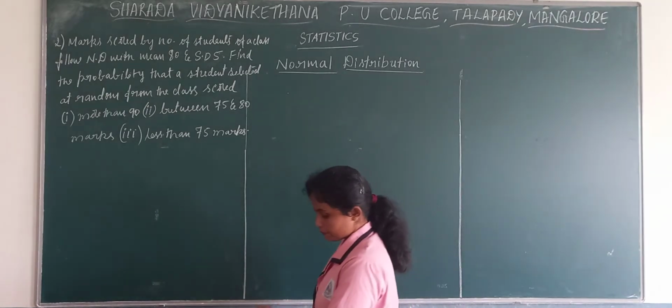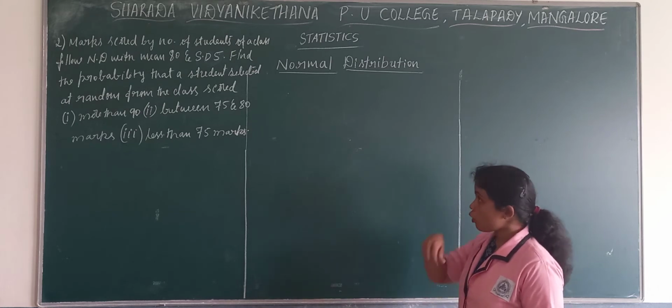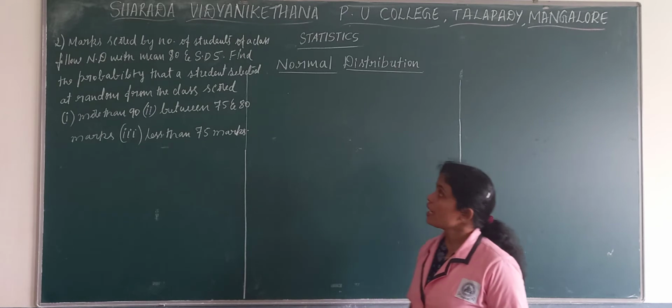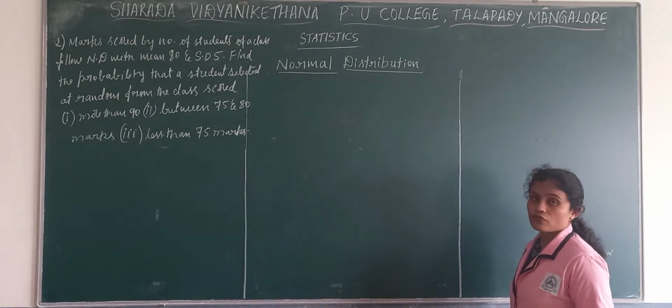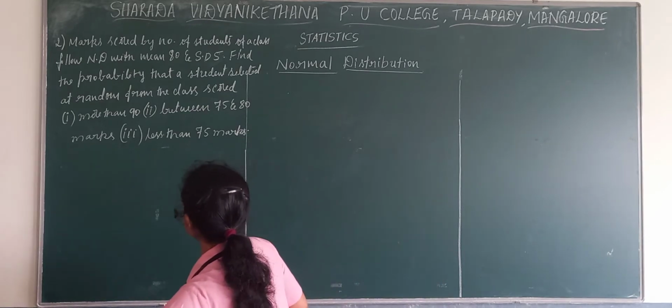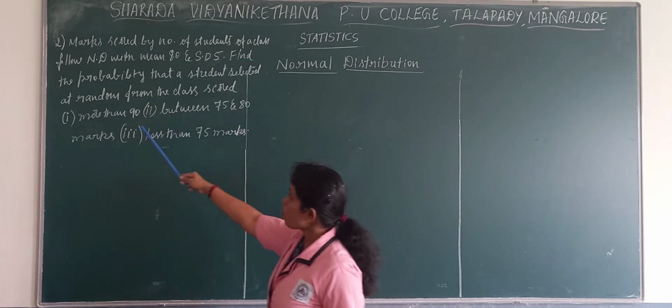Read the problem. Marks scored by a number of students of a class follow a normal distribution with mean 80 and standard deviation 5. Find the probability that a student selected at random from the class scored more than 90.